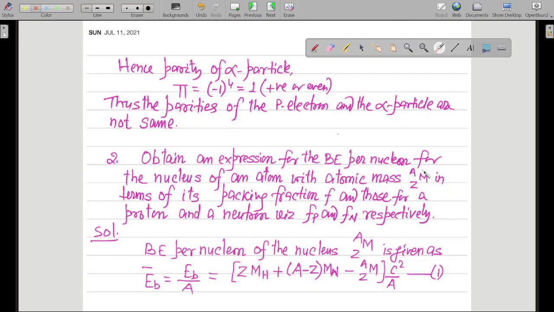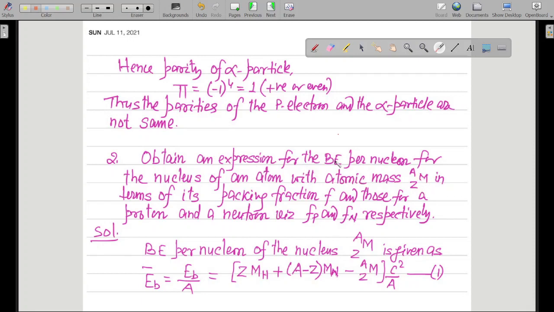Just don't confuse between atomic mass number and atomic mass. A is the atomic mass number, Z is the atomic number, and m is the atomic mass. Atomic mass is the actual isotopic mass, and atomic mass number is the total number of nucleons in the nucleus. Let me repeat this: atomic mass number is the total number of nucleons, and atomic mass is the actual isotopic mass. So do not get confused between them.